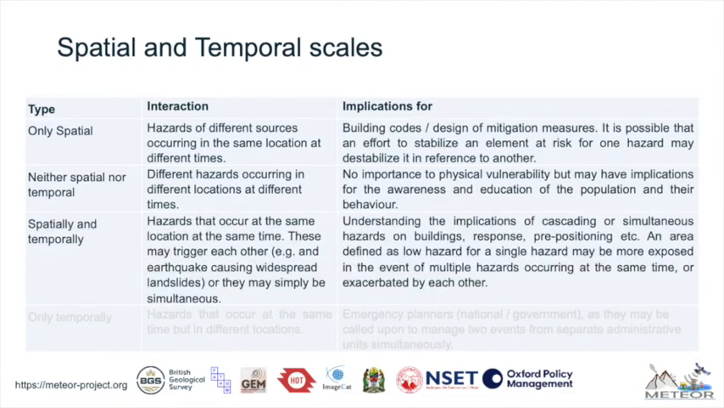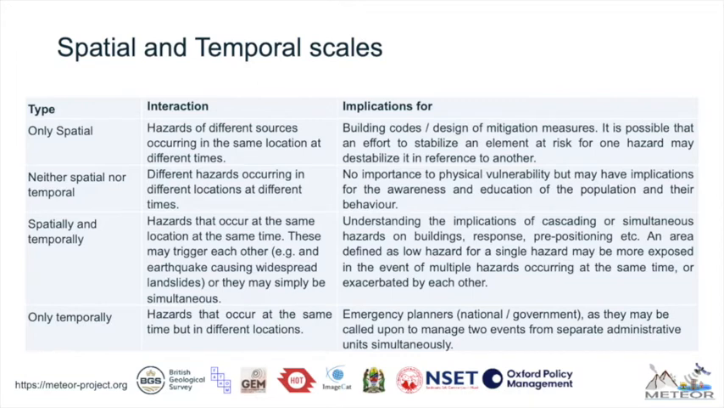Hazards that are related spatially and temporally occur at the same location at the same time, potentially acting as triggering or compound hazards. This is important for understanding the implications of hazard cascades or indeed the simultaneous impact of hazards on buildings, response and pre-positioning planning. An area defined in a single hazard assessment scenario may be defined as low hazard, but when a multi-hazard aggregation is taken into account, it may be that this location is more exposed to multiple events occurring at the same time, exacerbated by each other.